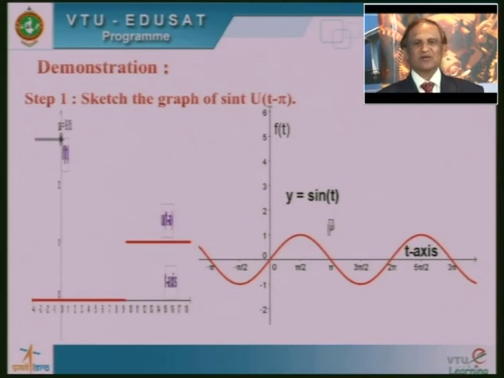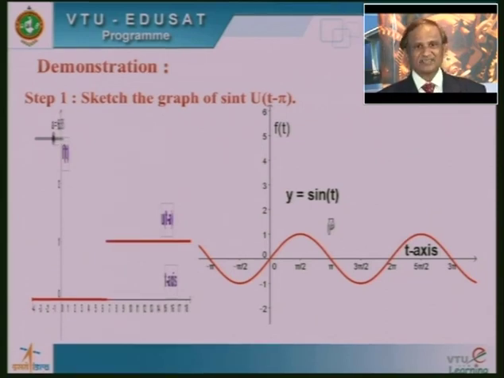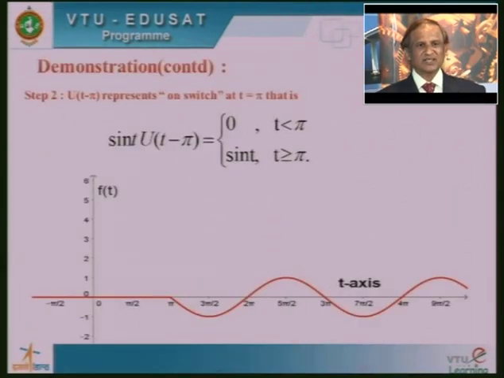Is it clear? And I have also drawn the sin t curve. Now, I want to multiply these two curves. Is it clear? Right. So, what is the resultant function? The resultant function can be read as u of t minus pi, which represents an on switch at t is equal to pi. It means at t is equal to pi, the curve is visible. Is it clear? Less than pi, the curve is not visible.